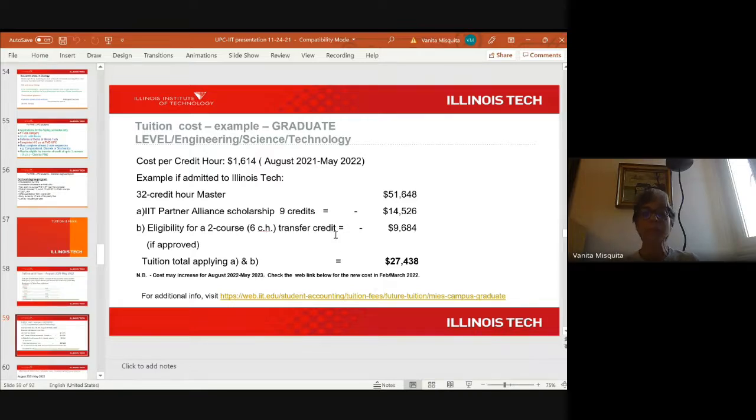Now, for UPC, you're required to complete 60 ECTS credit hours. So for the transfer of credit, you have to make sure that you complete at least 30 US credit hours. And so you may not be able to transfer 2, you may be able to only transfer 1, depending on the number of credit hours of the masters that you choose.